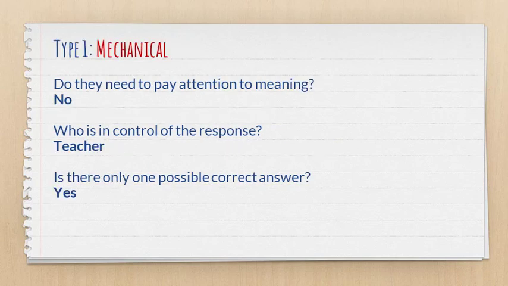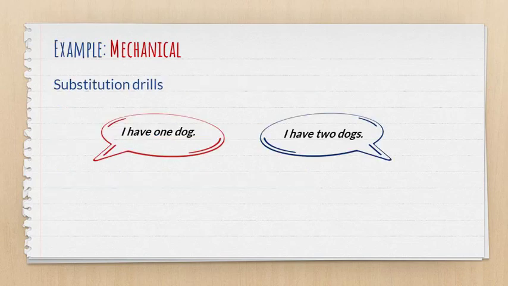The first type of drills that Paulston proposes is the classic mechanical drill. In a mechanical drill, students do not have to pay attention to meaning. The teacher is in control of the response and there is only one possible correct answer. For example, in a substitution drill, the teacher might say something like, I have one dog, and the students are expected to say, I have two dogs. So they substitute one for two, and then they make the plural form of the noun. And that will apply to any other noun.